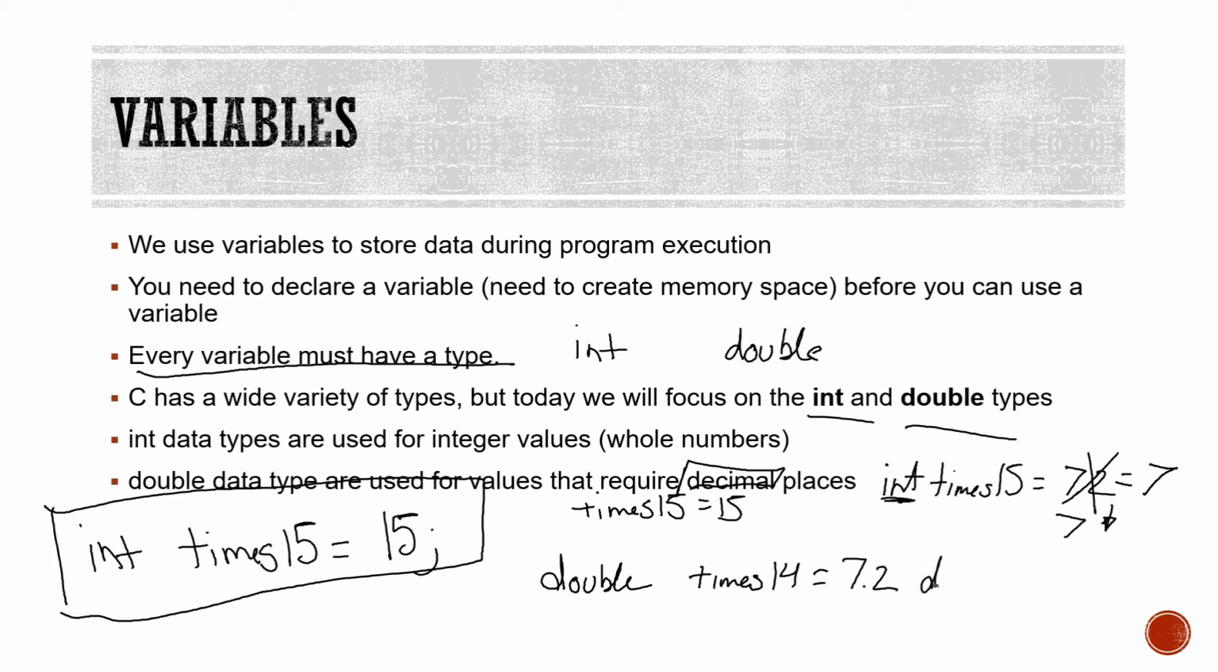Same thing for double. Well, not the same thing, it's a little bit different. Times14. Let's say we have 15. What the compiler sees is it doesn't see 15, it sees 15.0, because doubles represent numbers with decimal places. So the compiler automatically adds this .0 right here.